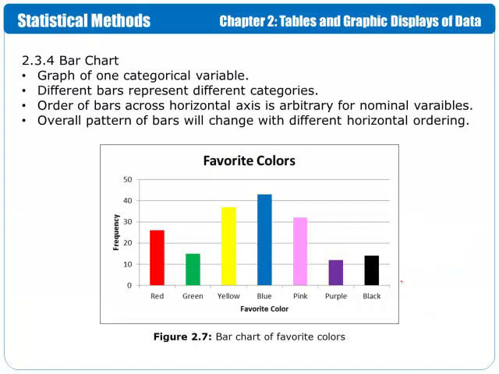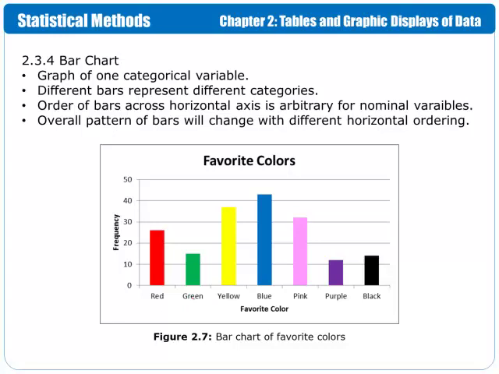A bar chart is a graph of one categorical variable. The different bars represent different categories. The height of the bar represents the frequency of that category. Because favorite color is a nominal variable, the order of the bars is not significant. So we have red, then green, but you could have easily included green and then red.